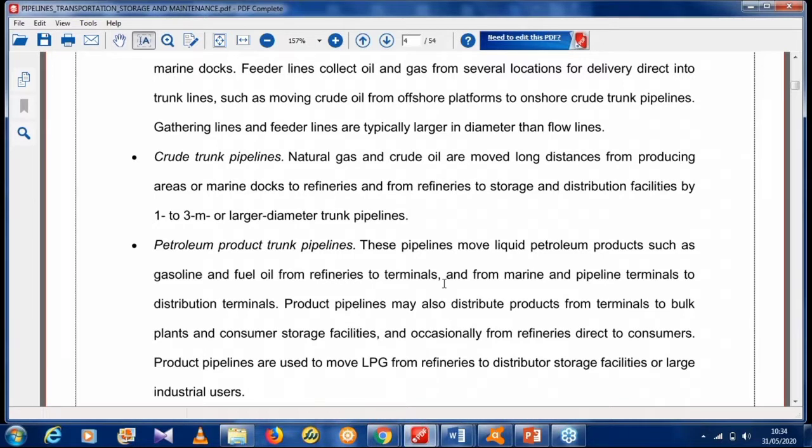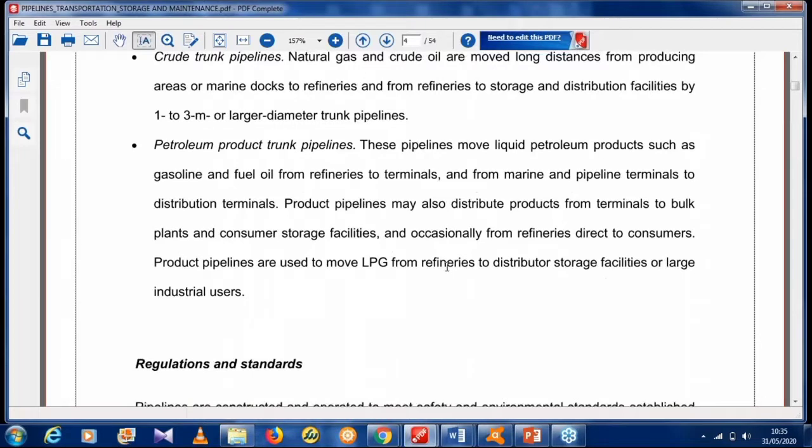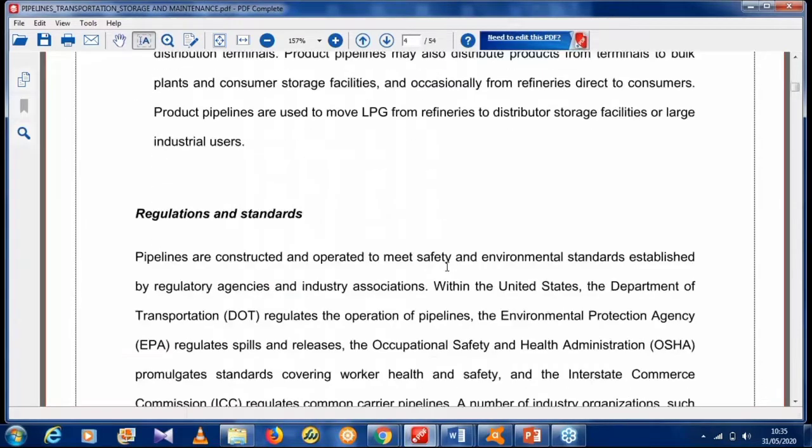Now, when you have been able to refine crude and break it down into several fractions, you have different petroleum products. Then we make use of the petroleum product trunk line. Do you understand that now? We make use of the petroleum product trunk line to transfer these products. All right.